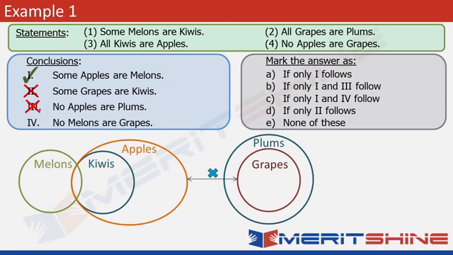Just do that expansion and manipulation mentally and answer the question. Look at the next conclusion. 4. No melons are grapes. Look at melons. Since some melons are kiwis and kiwis are contained within apples and apples are disjoint sets with grapes, there are some melons that can never be grapes.